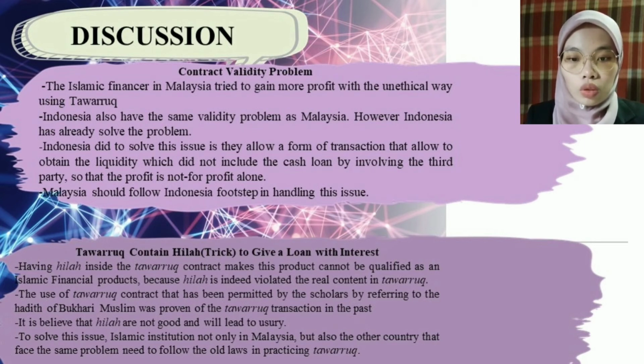The use of the Tawarruq contract has been permitted by the scholars by referring to the Hadith of al-Bukhari and Muslim, which proved that Tawarruq transactions existed in the past. It is believed that hila is not good and will lead to usury. To solve this issue, Islamic institutions, not only in Malaysia but in other countries that also face the same problem, need to follow all the laws in practicing Tawarruq.